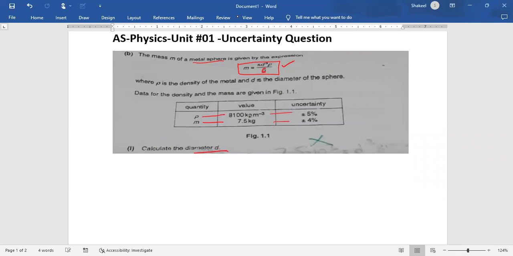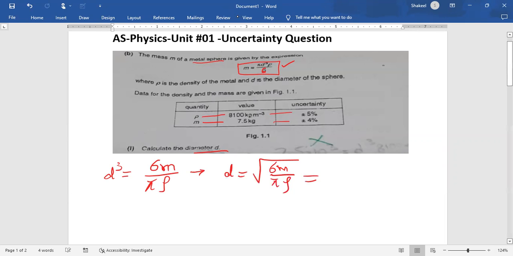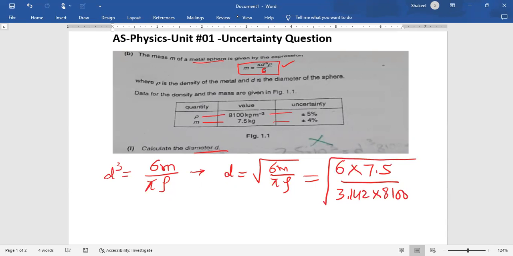First of all, you have to find the diameter. So first you'll make the diameter the subject of the equation. So it is 6m over pi rho. And in the next step, you have to take the cube root. So it will be the cube root of 6m over pi rho. Now you have to plug in all the values. The mass value is 7.5, pi is 3.142, and the density is 8100. And you have to take the cube root of this.